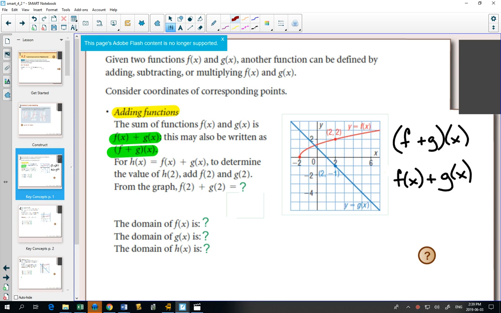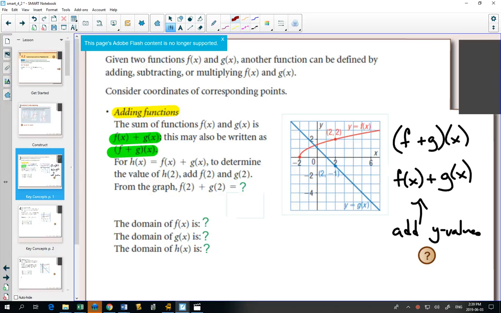To me, it makes more sense. And in an equation, what's the f of x? That's your y value. Does it make sense that this is just telling you to add y values? So f of x plus g of x is just saying add the y values.